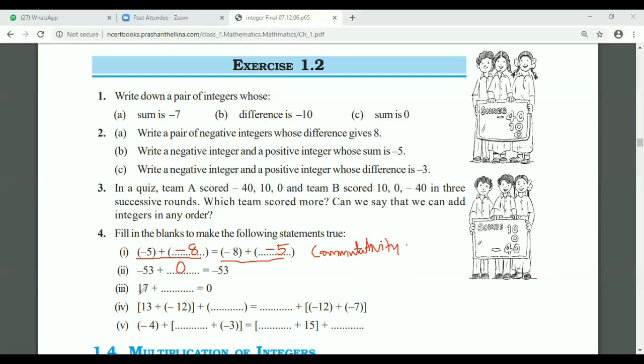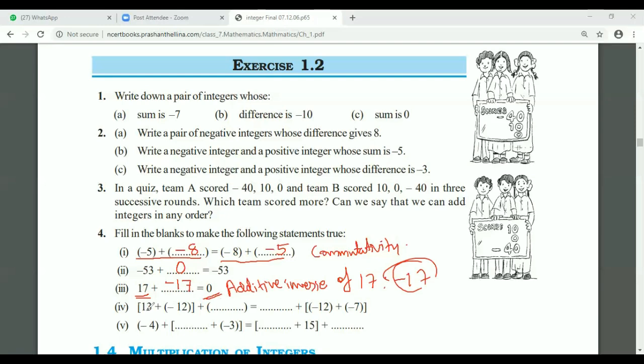Next question, 17 plus some number, you are getting 0. Then what will be that number? You know, if you add any number to its additive inverse, you will get 0. So we want to find the additive inverse of 17, that is negative 17. So the answer is negative 17. 17 plus negative 17, you will get the answer 0.